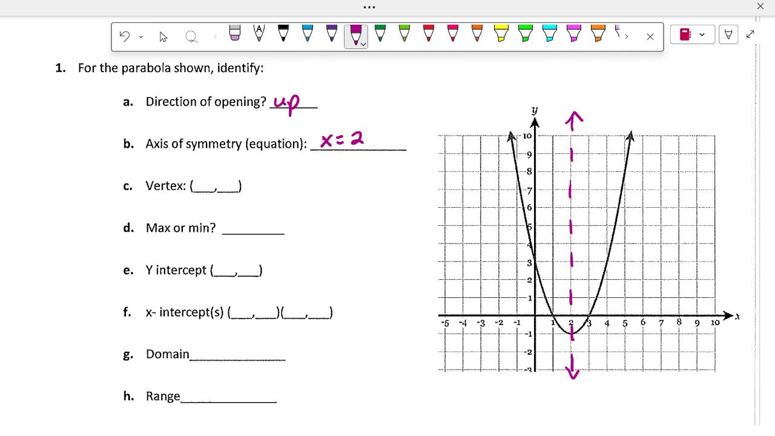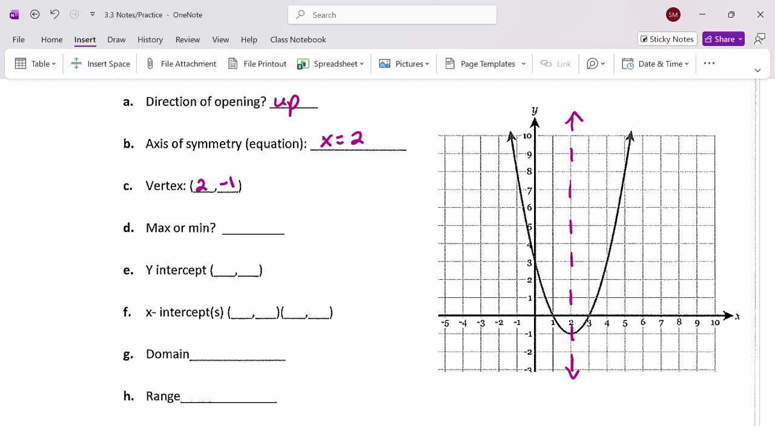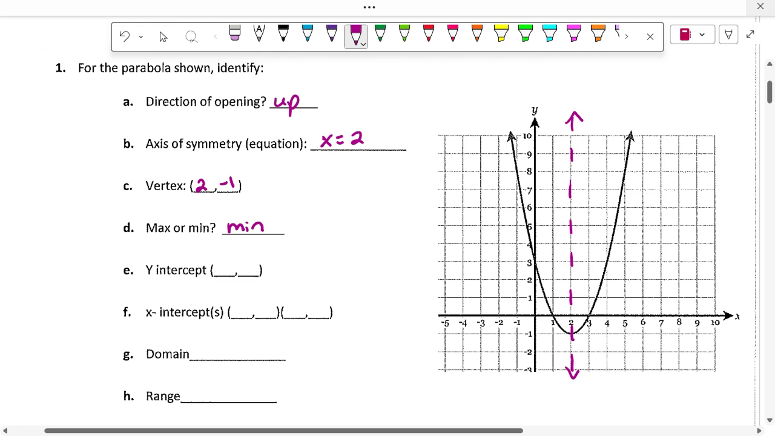Good. Now, is that vertex going to be a max or min? Riley. It's a minimum. Good. What is the y-intercept? Roberto. Good. It's right here. So vertex is here.